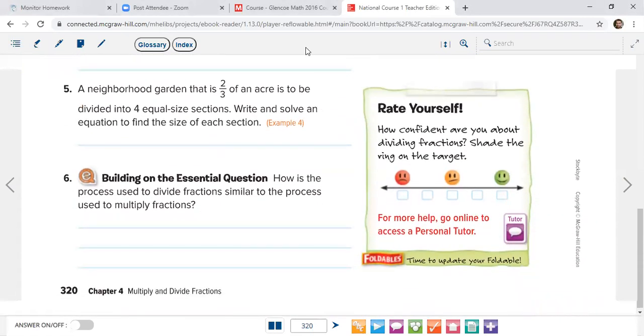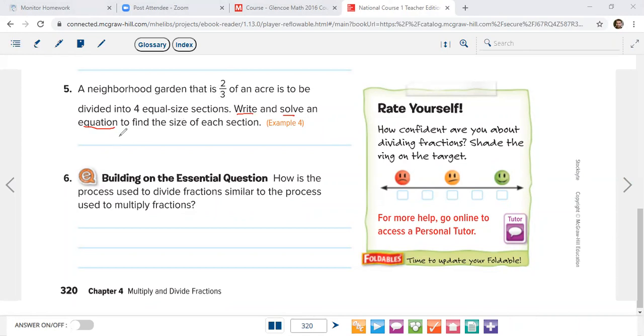Now problem number 5. A neighborhood garden that is 2 over 3 of an acre is to be divided into 4 equal size sections. Write and solve an equation to find the size of each section. Write and solve an equation. How can we write an equation? Very easy. The same problem, but just start with a letter. You know that this problem is like division.